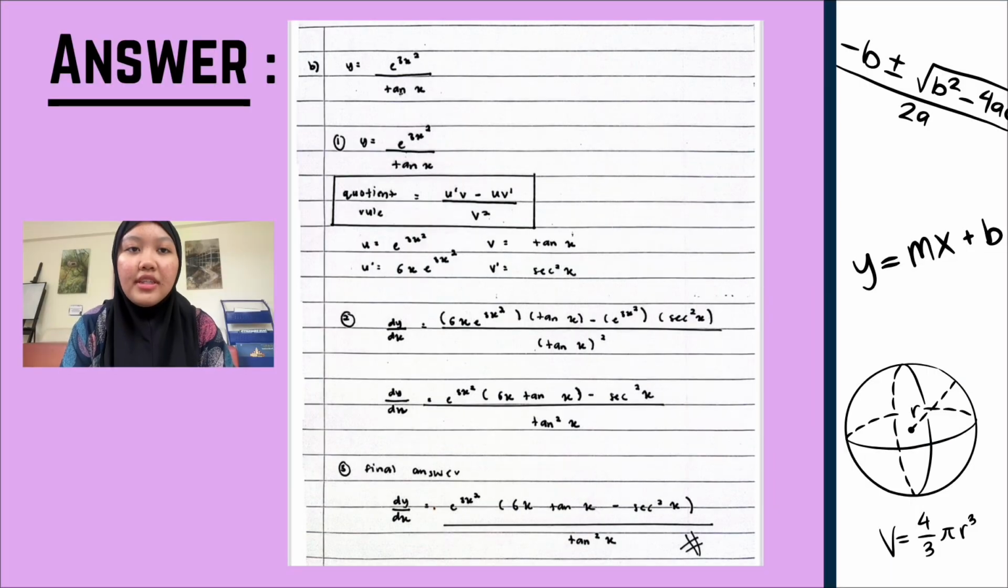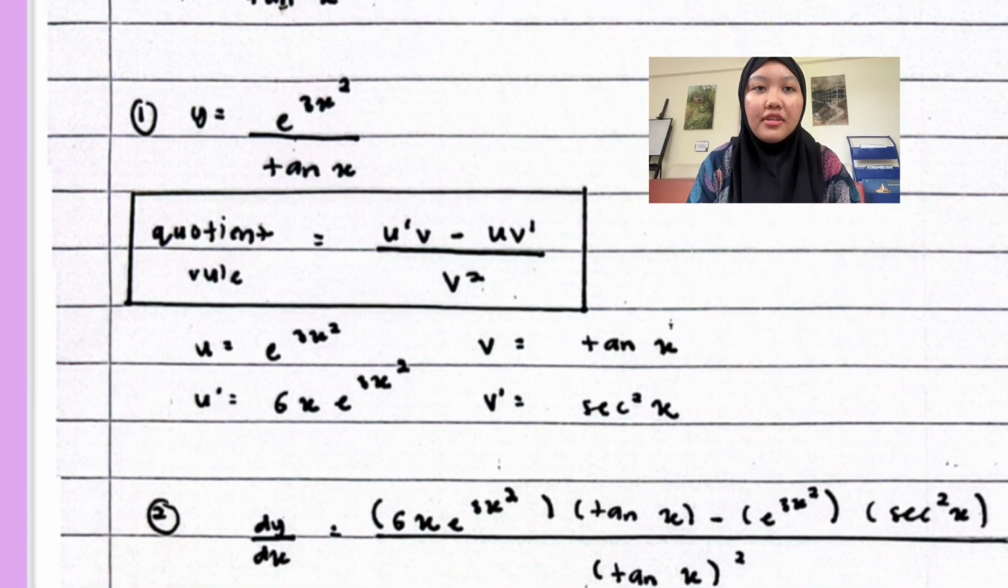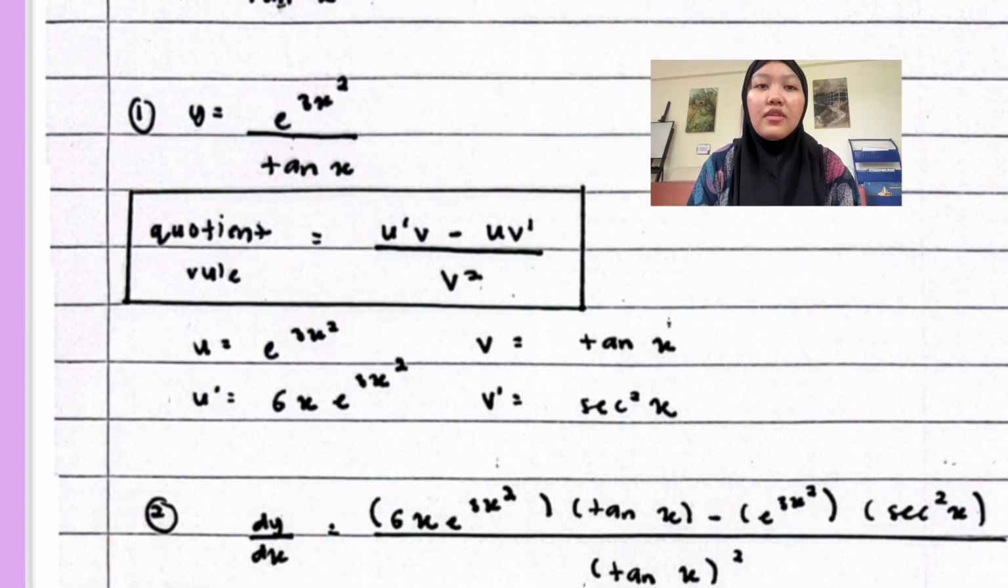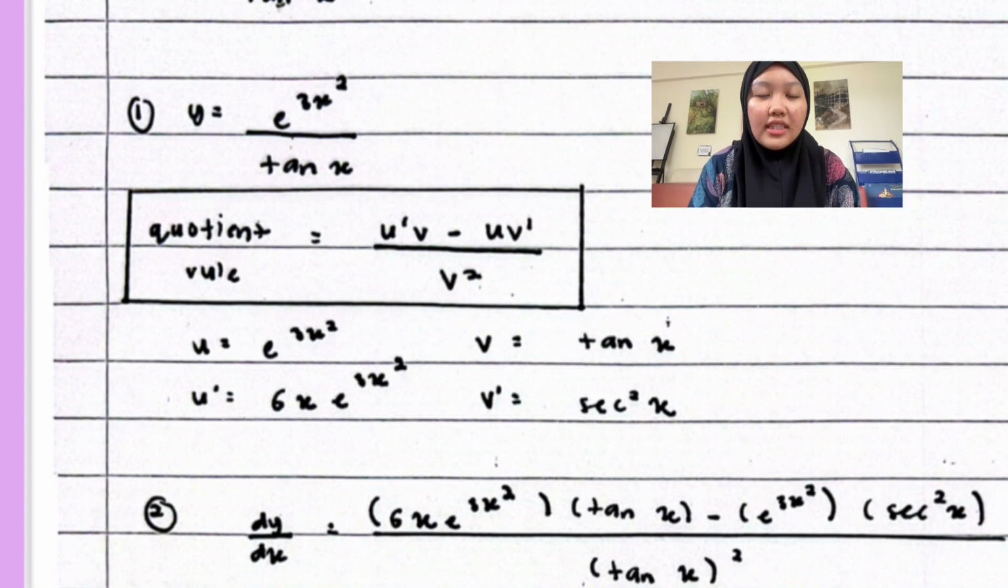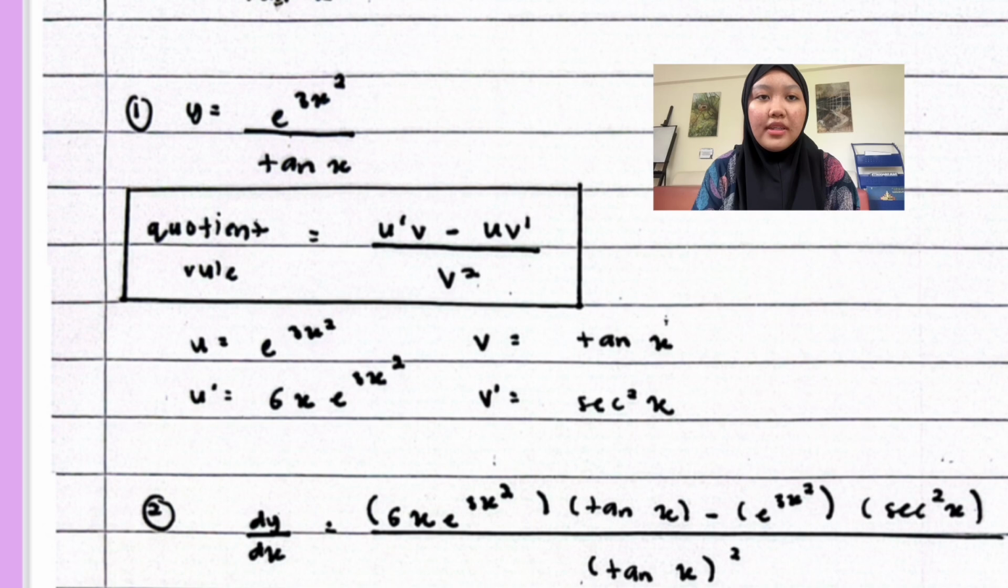For question B, we need to find the derivative dy over dx of y equals e to the power of 3x squared over tan 10x. First, for the calculation, we need to apply the quotient rule. The formula for the quotient rule is u prime v minus u v prime over v squared. For this equation, u will be e to the power of 3x squared and v will be tan 10x.